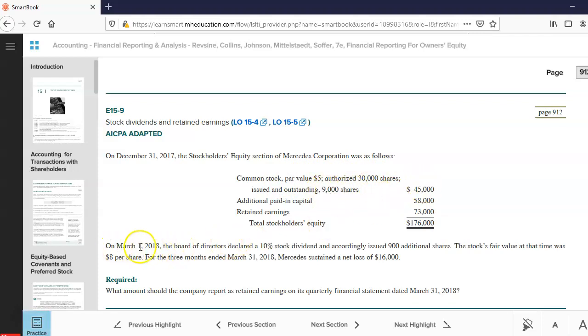On March 1 of 18, the board declared a 10% stock dividend and accordingly issued 900 shares. So everybody can catch that 10% of 9,000 is 900. The stock's fair value at the time was $8 per share. For the 3 months ended March 31 of 18, they had a net loss of 16,000. So in the first quarter, they lost 16 grand. What amount should the company report as retained earnings on its quarterly financial statement dated March 31 of 2018?